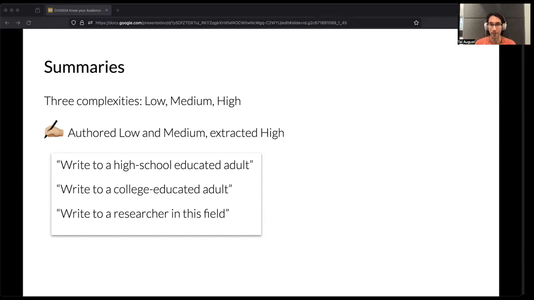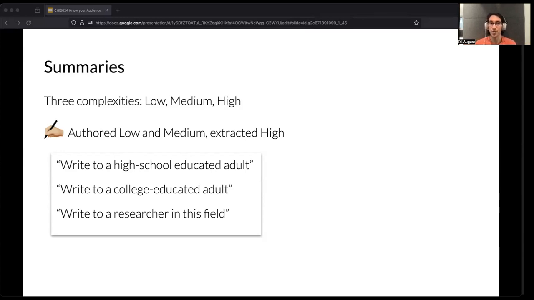And the high summaries, because they were aimed at other researchers, the author created by selecting sentences from the original paper, so more of an extractive method rather than authoring the summaries themselves. And then we did some post-editing to make the high summaries flow similarly to the low and medium summaries.